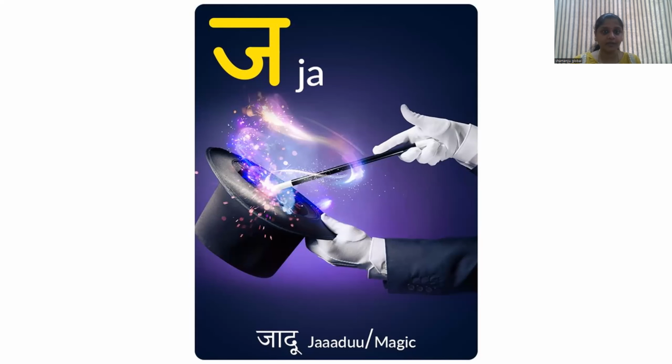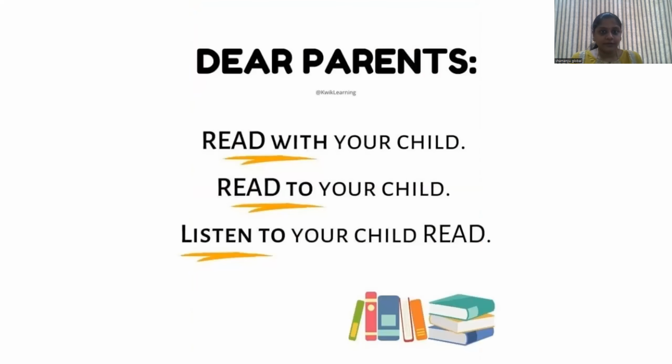And now the tip is, parents, we generally read stories to our kids, right? So there is a pattern for reading stories to children. That is, first you have to read with your child, you have to read to your child, and then listen to your child when they read. So these are the different simple steps for you to encourage reading in your child.